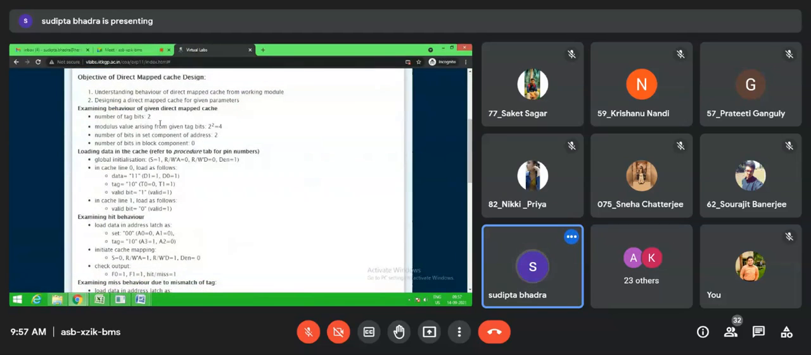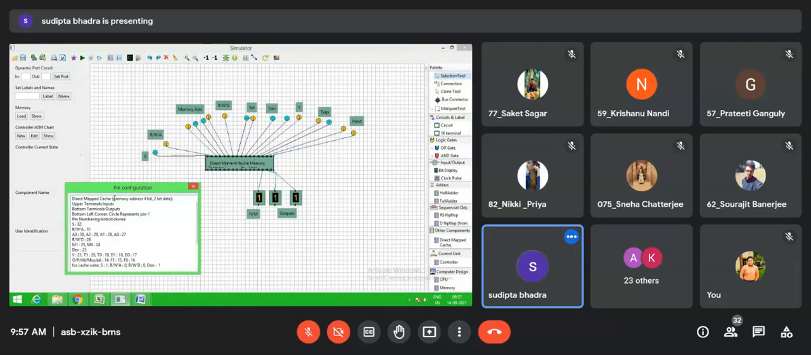One thing is important: this direct map cache has a 4-bit memory address and 2-bit data. 2-bit data means the word size is 2 as well as the block size is 2. Of the 4-bit memory address, 2 bits are for tag and 2 bits are for line or index.